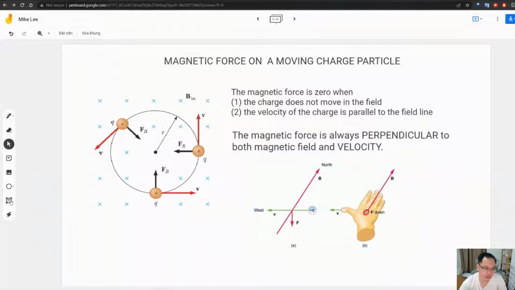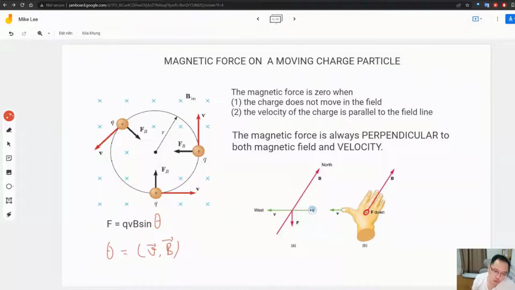And the equation for magnetic force is F equals QVB sine theta. Theta is the angle between the velocity and the field, and it's usually 90 degrees. When that angle is 90 degrees, the charge will move in a circle in the field.